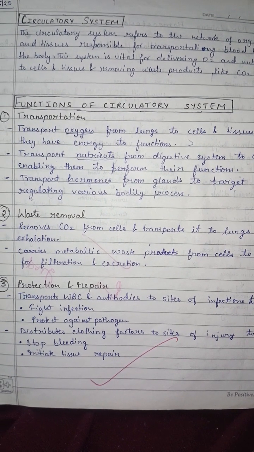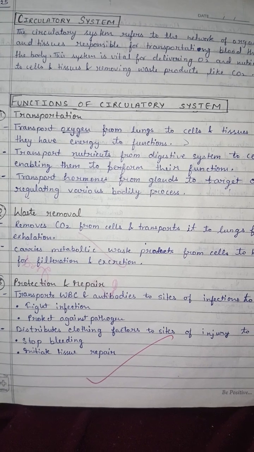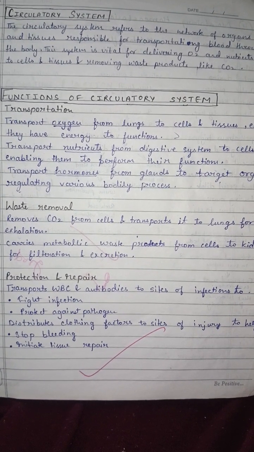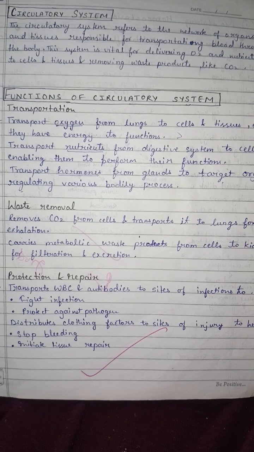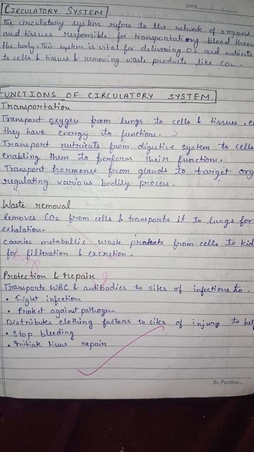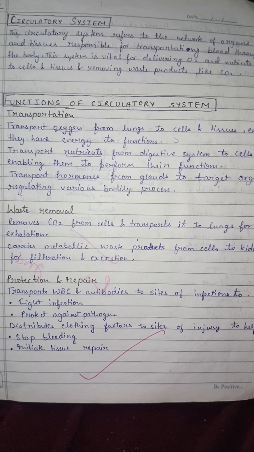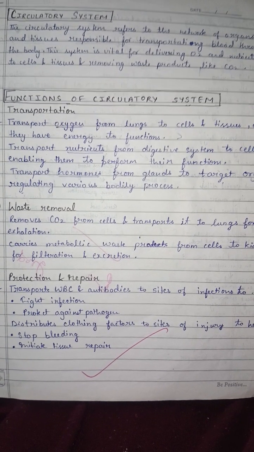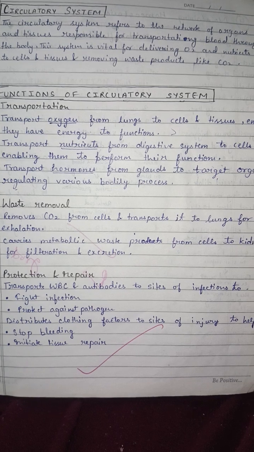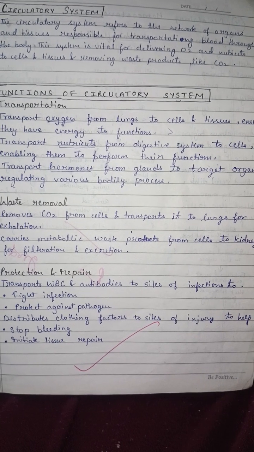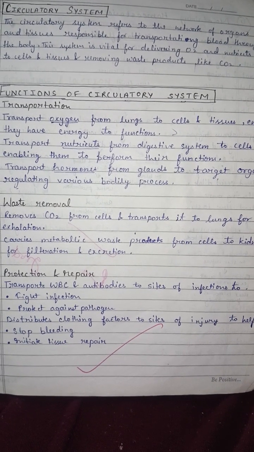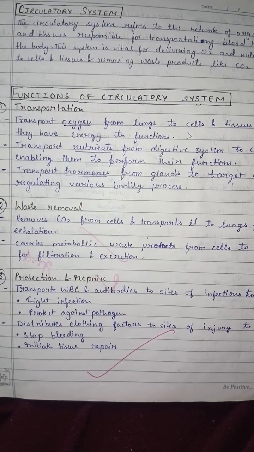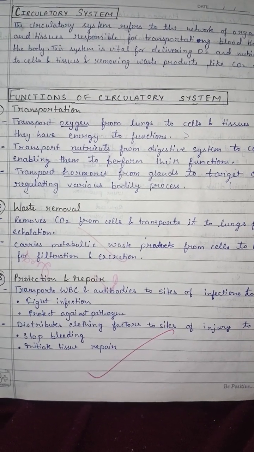The next function is waste removal. The circulatory system helps remove CO2, that is carbon dioxide, from our cells and transports it to the lungs for exhalation. It also carries metabolic waste products from cells to the kidneys for filtration, which performs the function of excretion. Through these processes the circulatory system works.